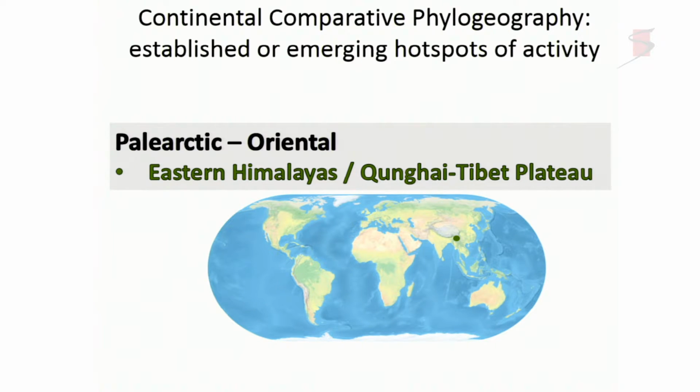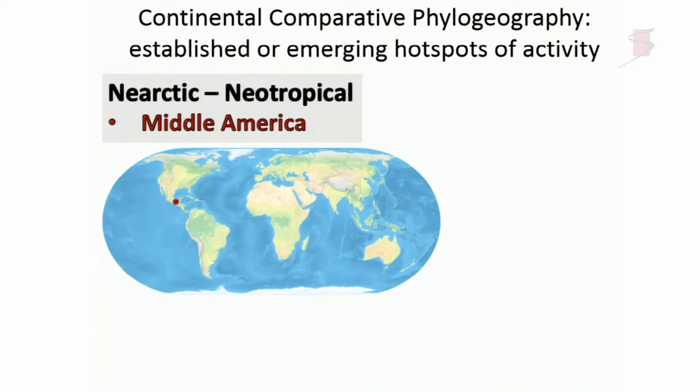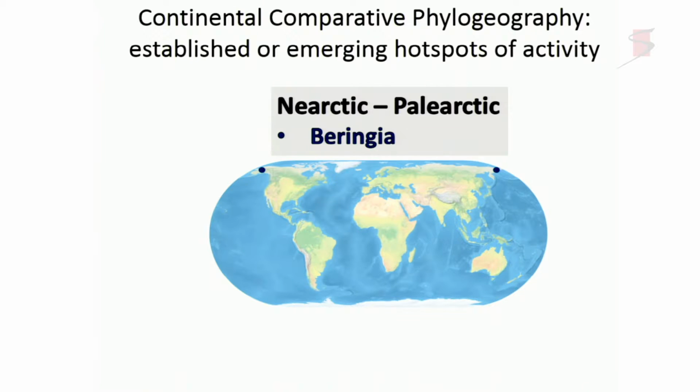There's not much in the Orient itself at this point, but the transition, the Tibet Plateau, Eastern Himalayas between the Palearctic and the Orient is getting some attention. The Mediterranean basin between the Ethiopian and Palearctic regions is getting some attention. The neotropical, Nearctic transition zone is getting attention. And Palearctic, Nearctic via Beringia is getting quite a bit of attention at this point.